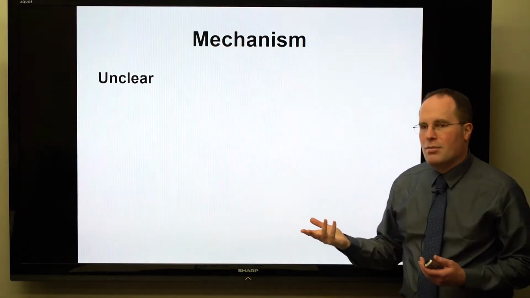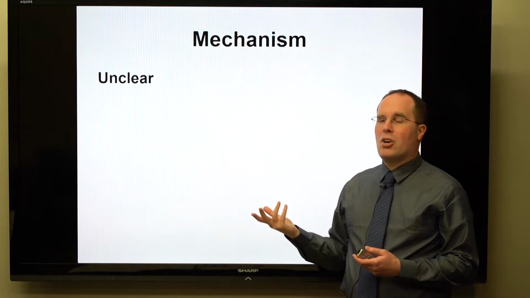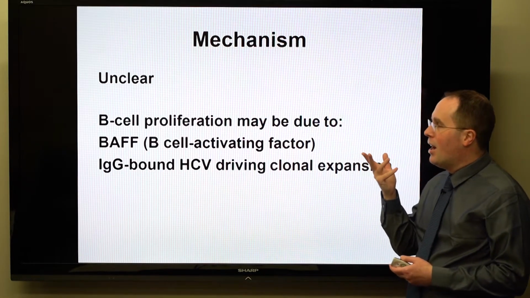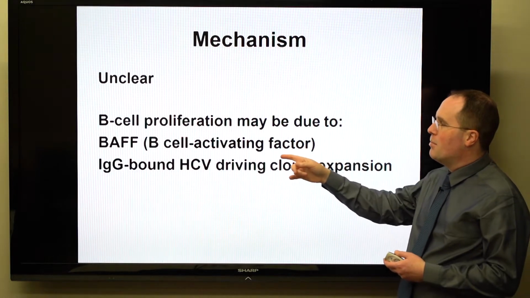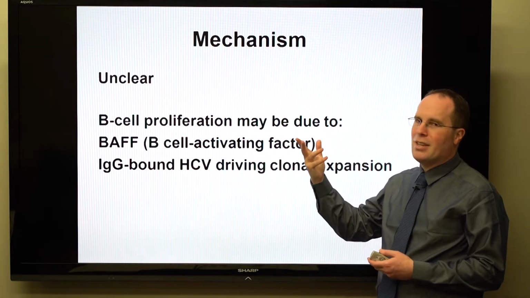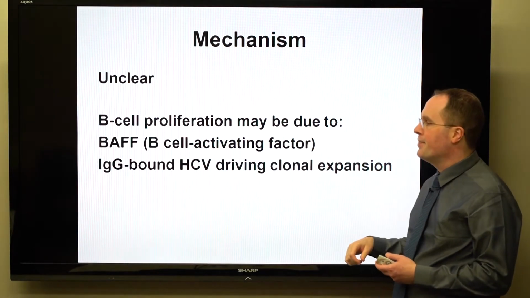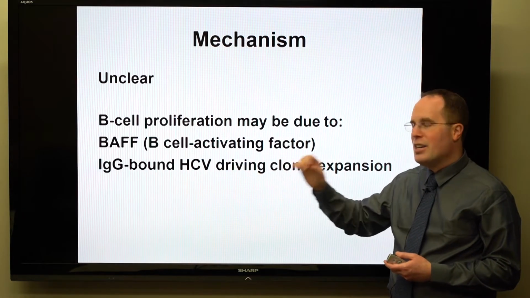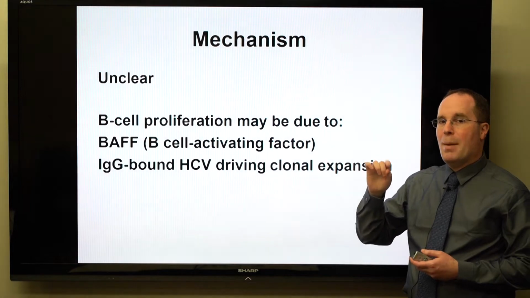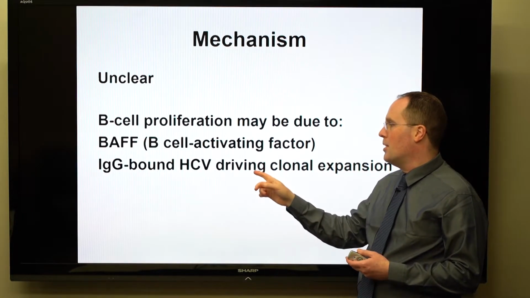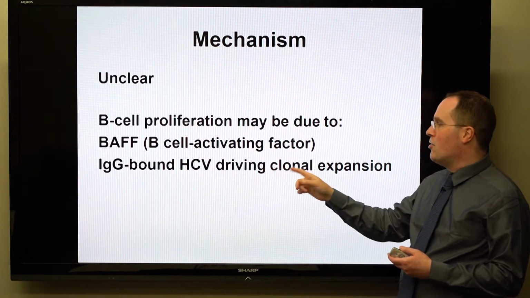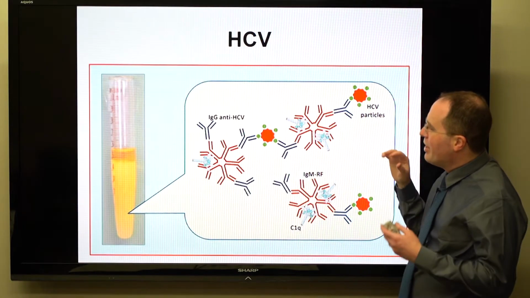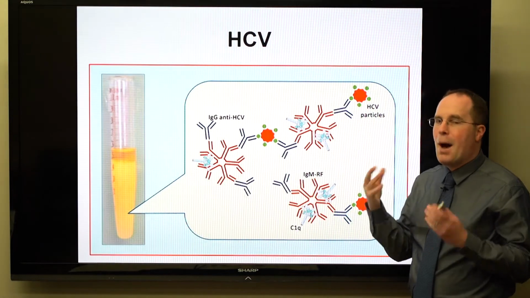And how on earth do these things form? It's currently not well understood, an unclear mechanism. One hypothesis is that you have this B cell activating factor that can stimulate your B cells. And then another idea is that you have IgG-bound hepatitis C virus that drive clonal expansion. So in hep C, the cryoglobulin is actually a complex, right?